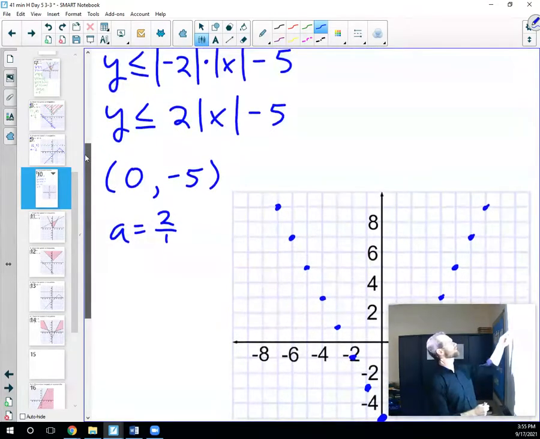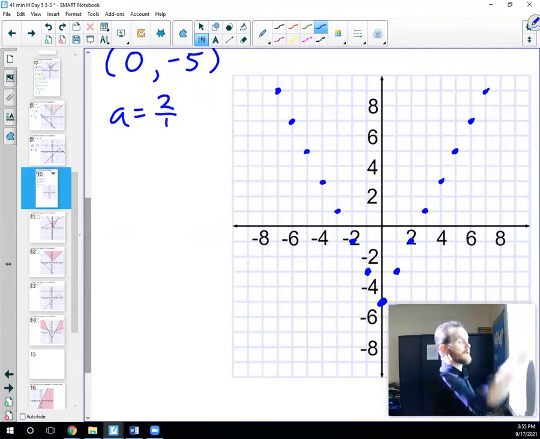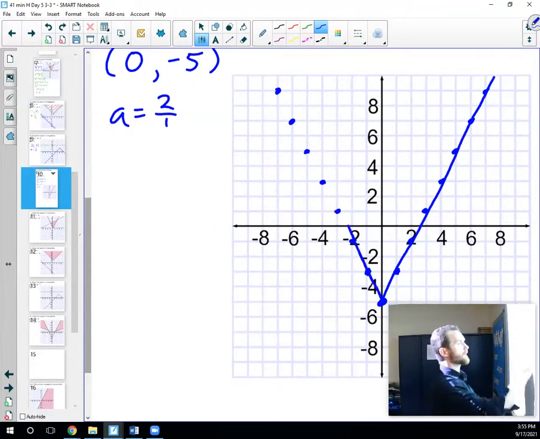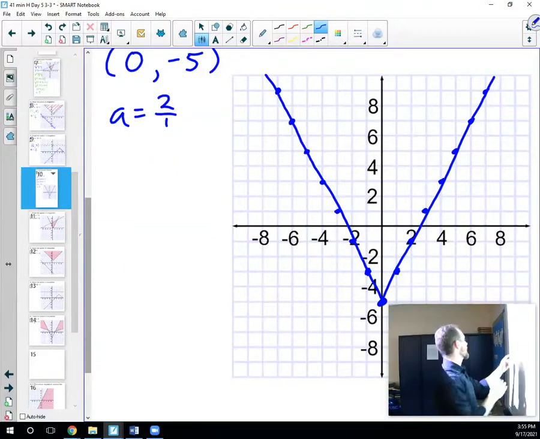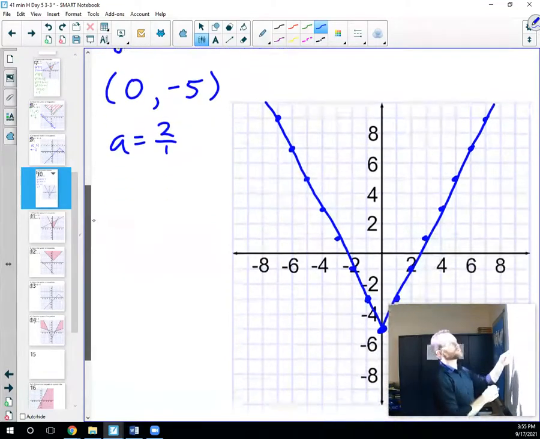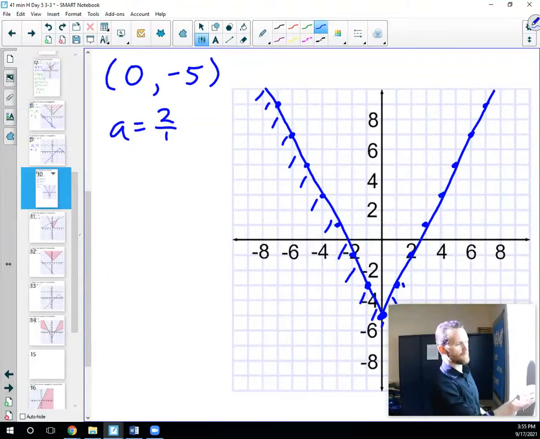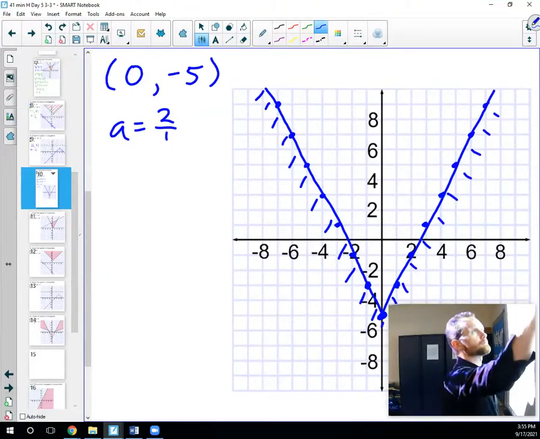Solid or dotted? I forget. It's less than or equal to, so it's solid. So there's one, and the second part of our solid V. And we shade. It's less than or equal to, so we're going to shade below. So the blue shading is going to be everything below that V.